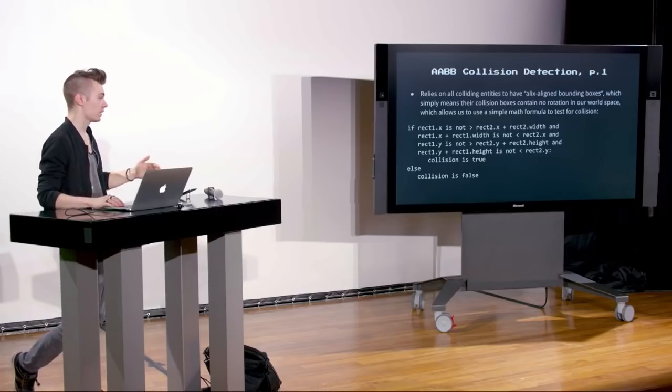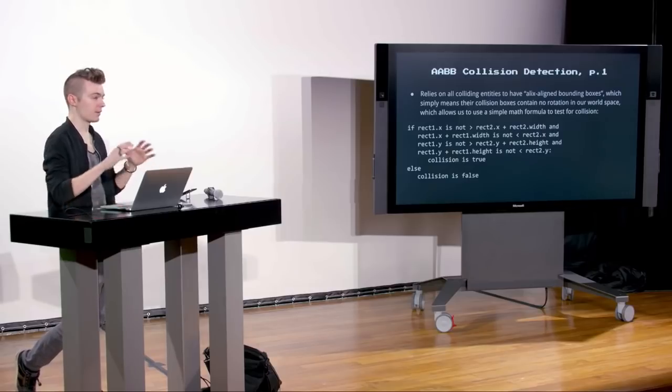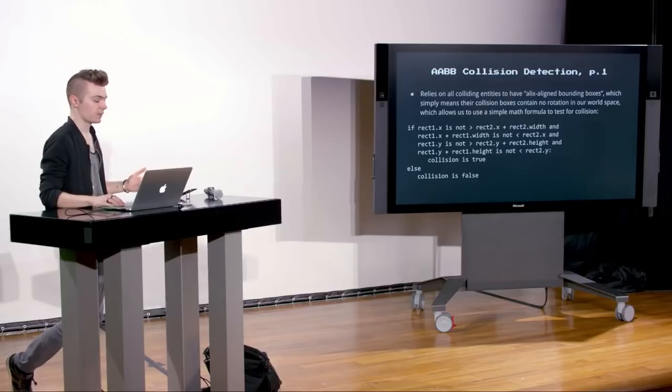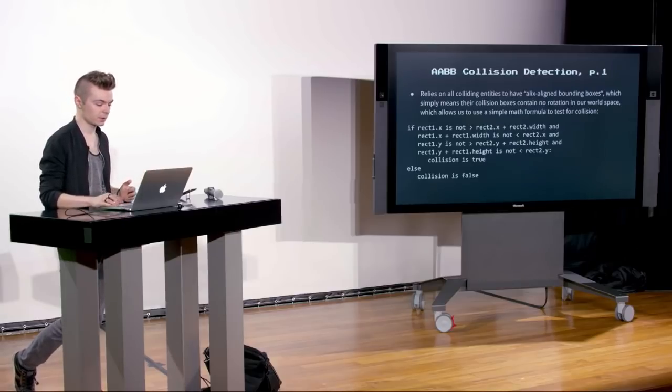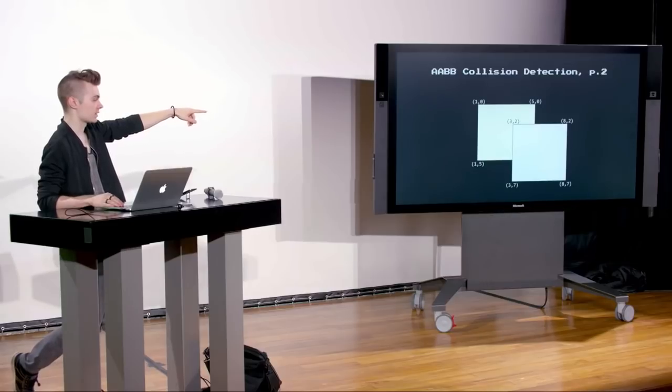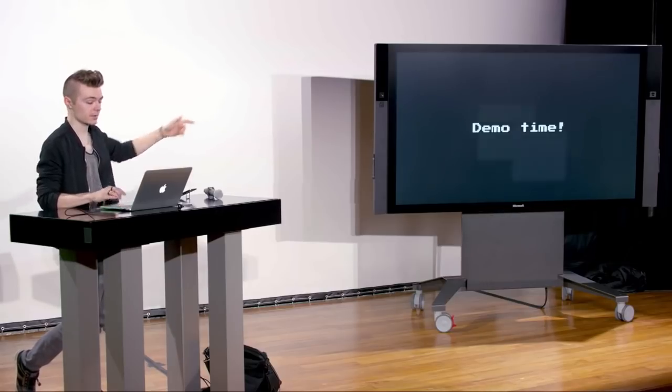We know that, because we haven't fulfilled any of those criteria. But we know that if that's not true, if one of the edges is not beyond the opposite edge, then we do have a collision. So it is going to be true.